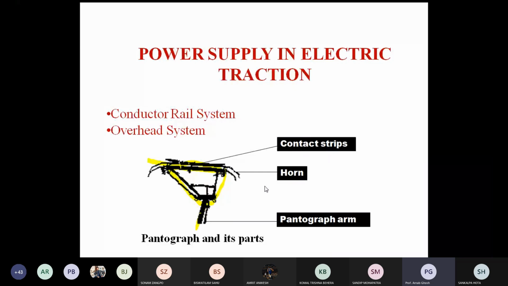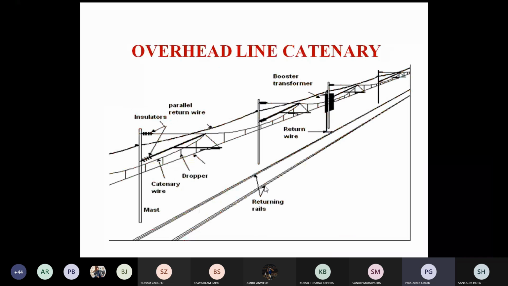So I think you are able to understand the pantograph. Here you can see the overhead line catenary. Looking at the structure, two wires are there. The upper one is directly connected with an insulated bar, and that bar is also connected with the RCC pole. You know that insulators are there, as in the power system where RCC posts are used.